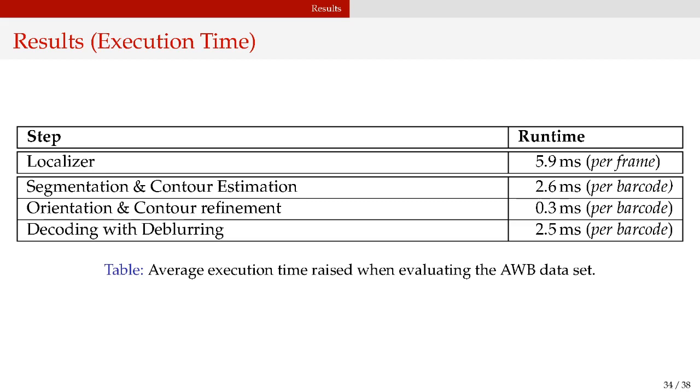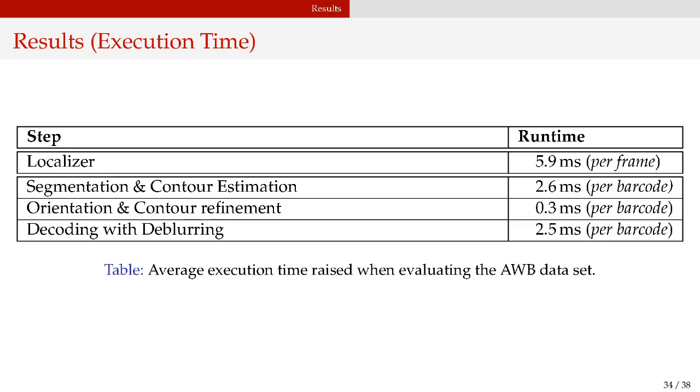So in this table, we see the processing time subdivided on the individual modules. We see that most of the time, about 6 milliseconds, is due to the localization with YOLO. And this processing time is only executed once per frame. The segmentation and contour estimation and decoding with deblurring both take about 2.5 milliseconds. These times are about the same since both modules include the execution of the U-Net architecture. The module orientation and contour refinement is the fastest one and takes only 0.3 milliseconds.